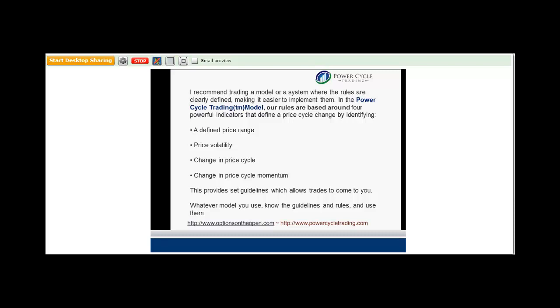We use a trading model. We call it the power cycle trading model, and it's rule-based, and it's based on 4 really powerful indicators. Those indicators identify and define price range, price volatility, change in price cycle, and change in price cycle momentum. And this provides us a set of guidelines which allows the trades to come to us. So whatever model you use, know your guidelines and have your rules and use them and follow those rules.